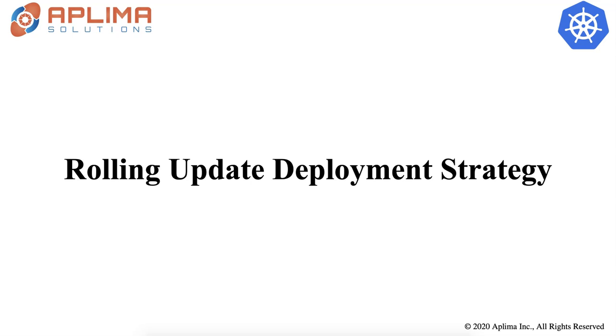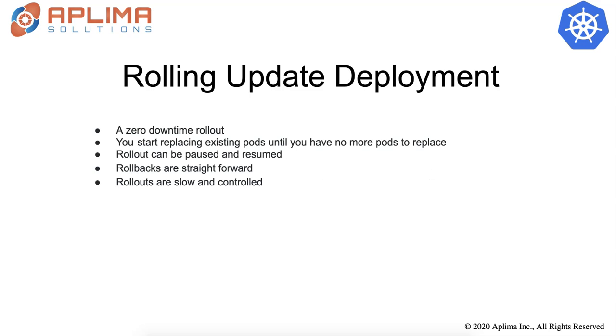Hello there. In this video, I'm going to talk about rolling update deployment strategy. It is a zero downtime rollout. You start replacing existing pods until you have no more pods to replace. The benefits of this approach include rollouts can be paused and resumed, rollbacks are straightforward, rollouts are slow and controlled.